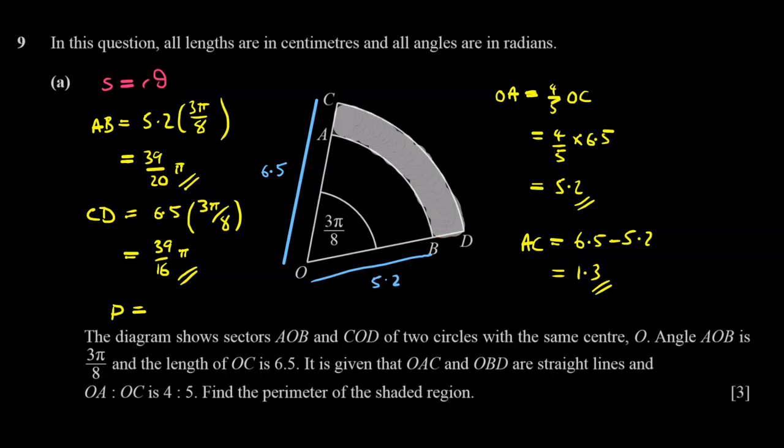I suggest you write that out, by the way, because often there is a mark for indicating your method. So 39 upon 20 pi plus 39 upon 16 pi plus 2 lots of 1.3. And if you punch that all into a calculator, the answer that you should get would be 16.4. Okay, so 16.4 is your final answer.